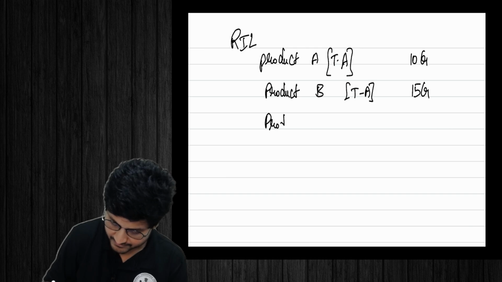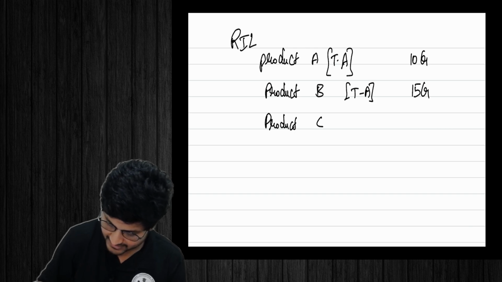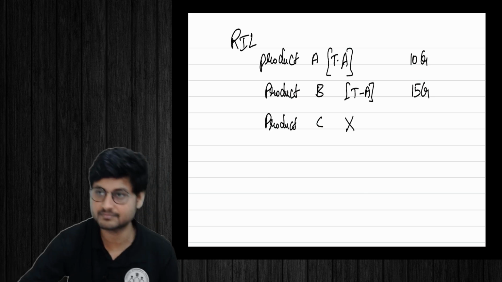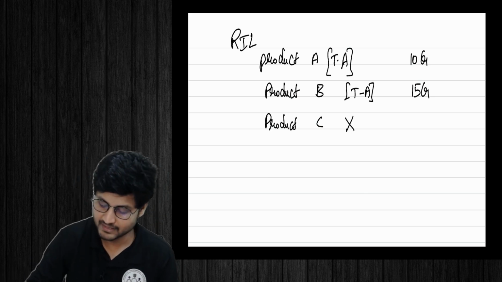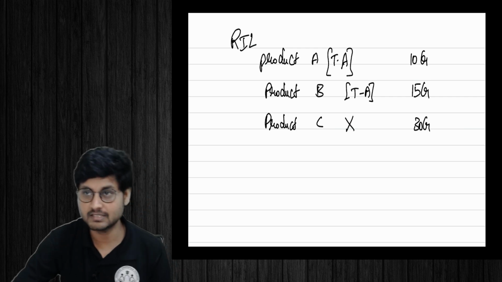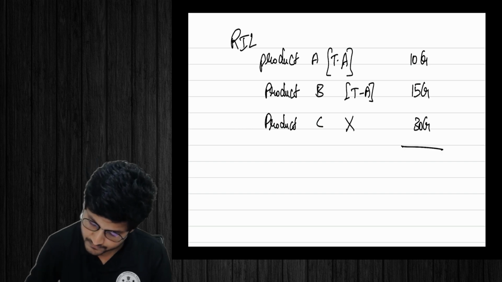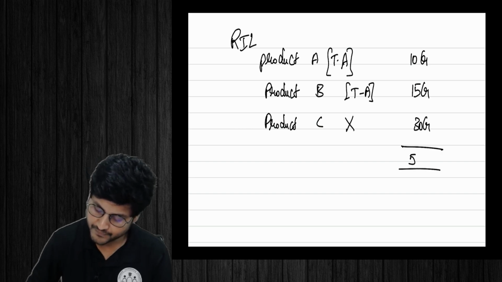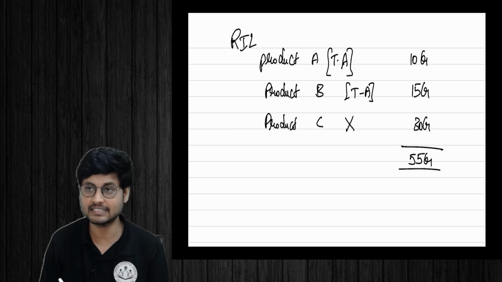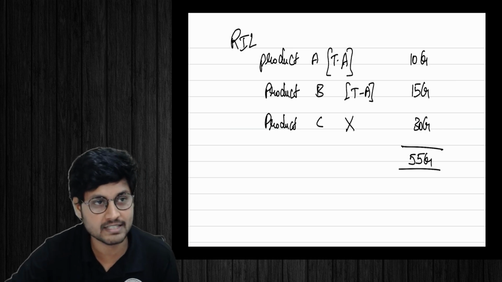Product C, which is nowhere mentioned, is 30 crores. What is the total? 55 crores. Is the cost audit applicable?